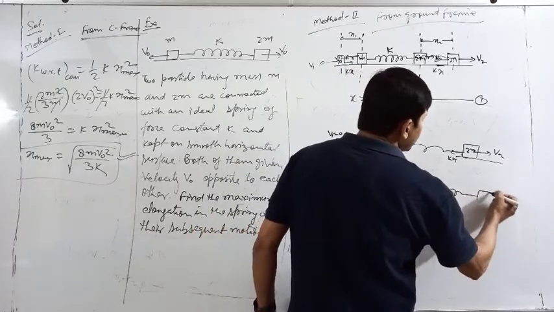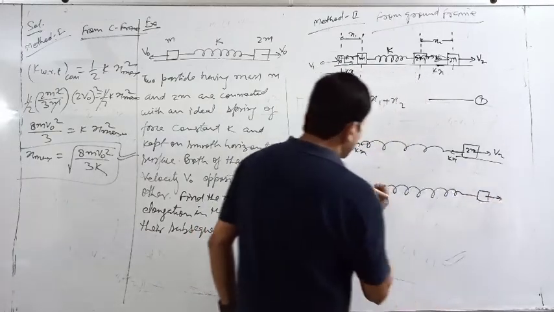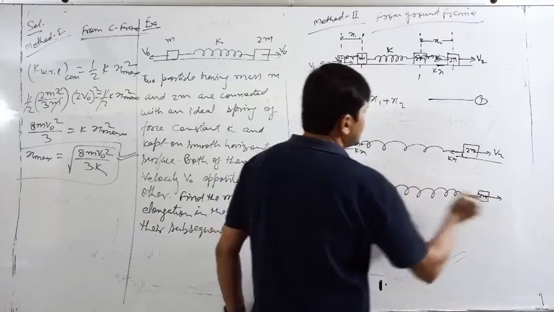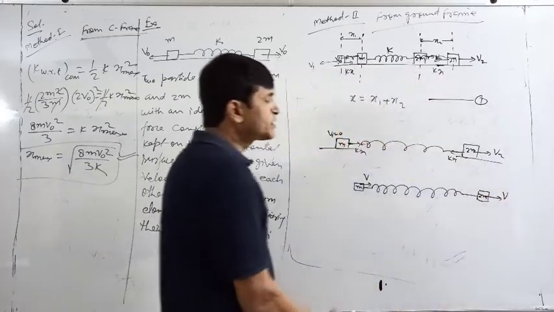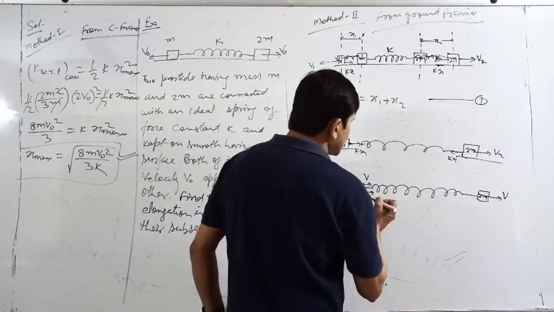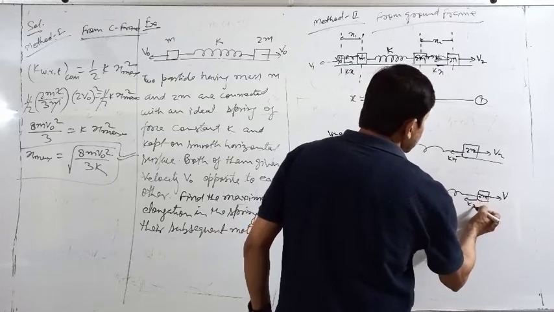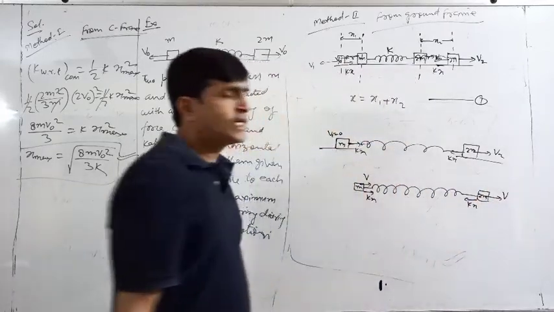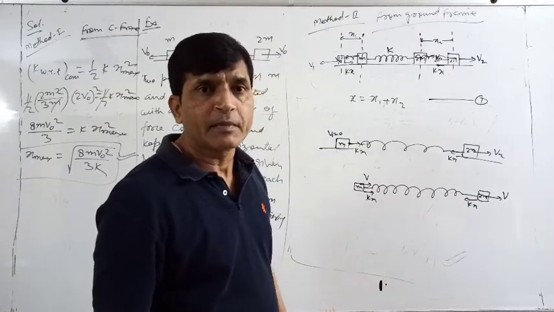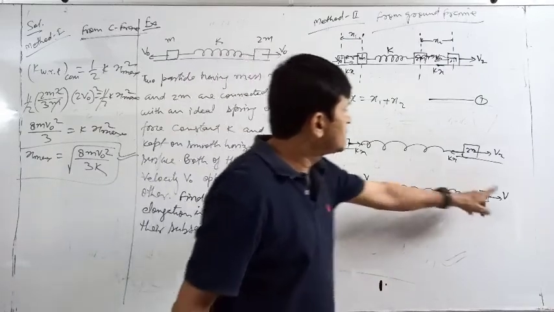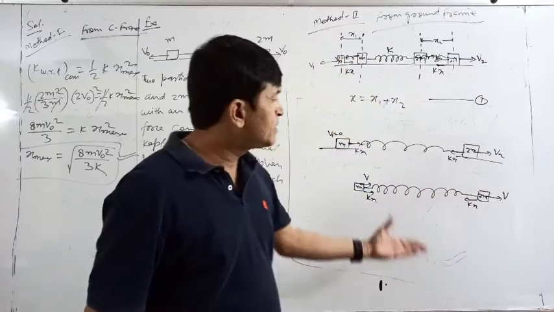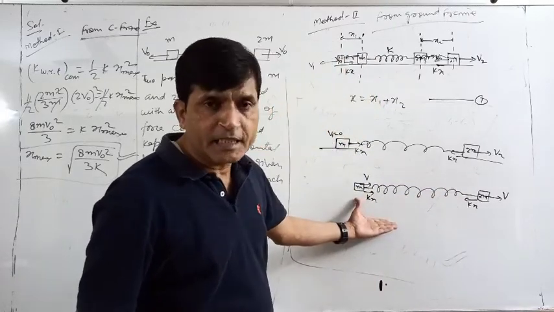when both will have the same velocity, v and v. Both will have the same velocity, but the forces on this is kx, this is kx. When both have the same velocity, then the elongation will be maximum. Same velocity, or the same speed in the same direction. Then they will have maximum elongation.